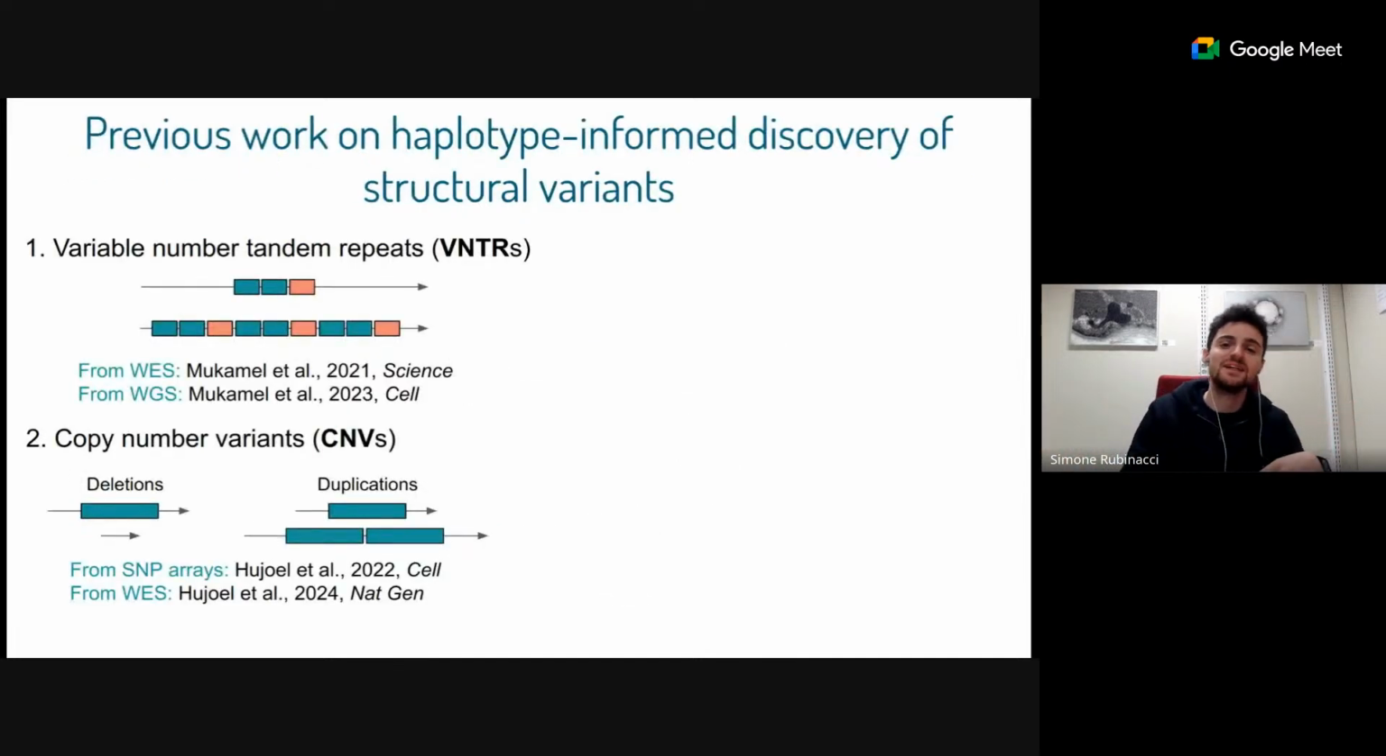To be more precise, we build on previous work. Previous work has shown that from large cohorts, using haplotype-informed methods, it is possible to discover and genotype specific classes of structural variants, specifically VNTRs, where we have tandem repeats, or CNVs, and uncover their effect on phenotypes.